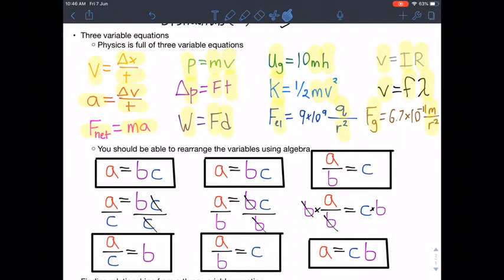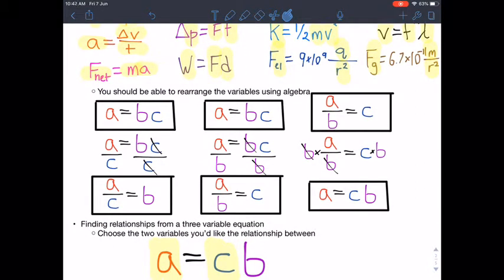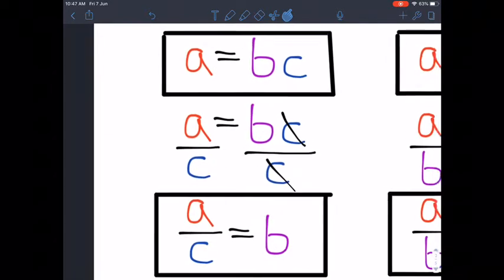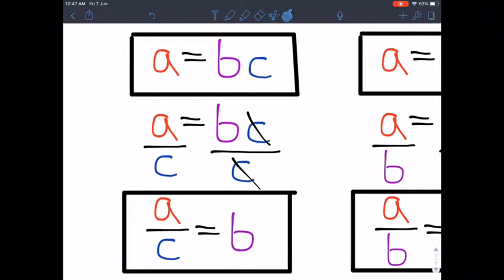In fact, I'm sure that every single equation in this class can be written as a three variable equation. All right, so we're going to learn a little bit about three variable equations right now. First thing you need to know about three variable equations is that you should be able to rearrange those three variables using algebra.